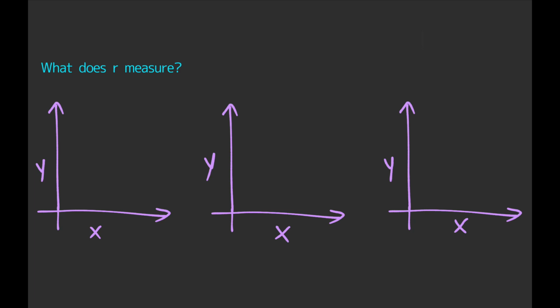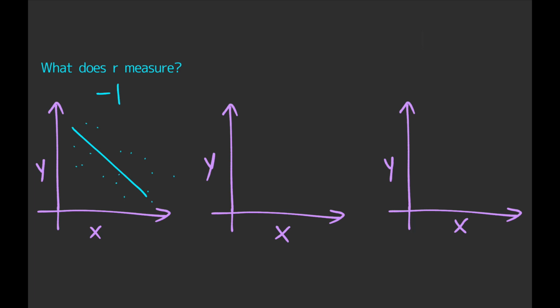So if we had an R of -1, our data would look something like this. These are our data points. And make a line something like that. You see where as x increases, y decreases, so that is an inverse relationship.